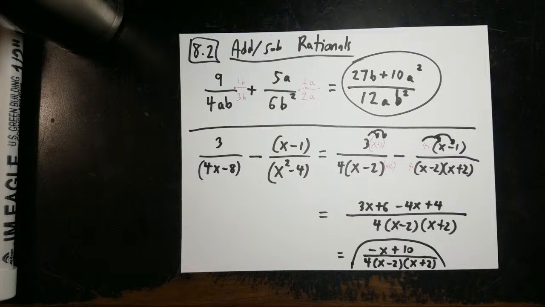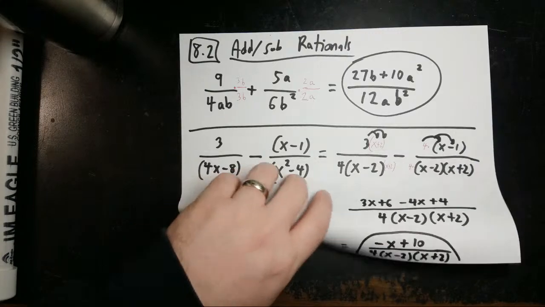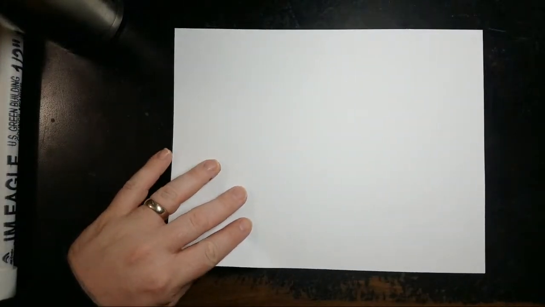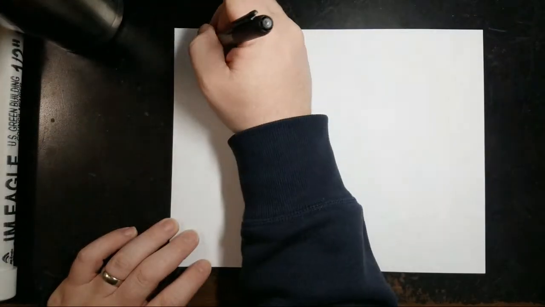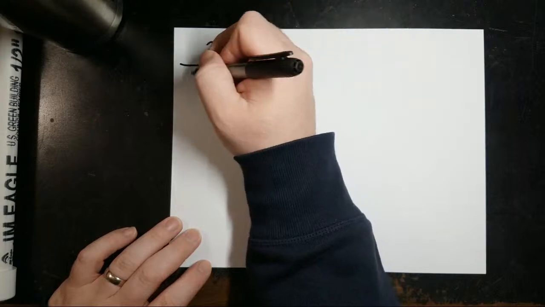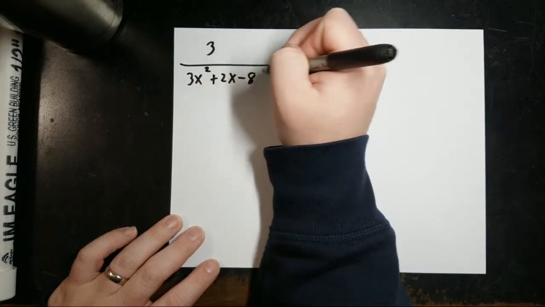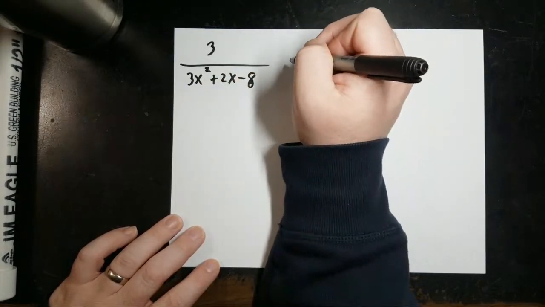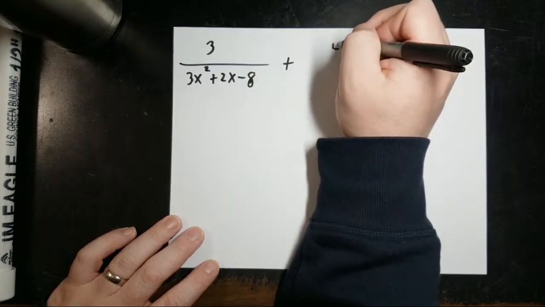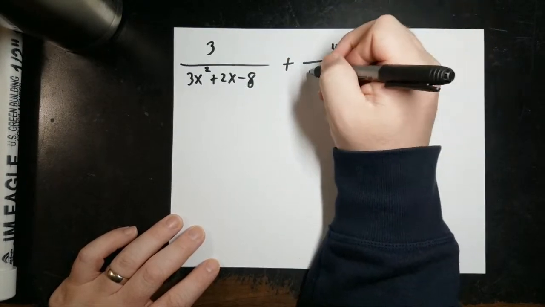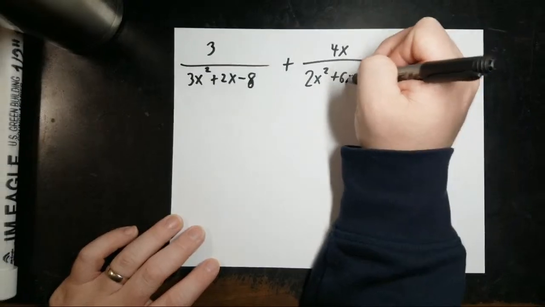Let's try one more adding and subtracting. And then I want to get to the really big issue of this chapter, which was graphing. I love me some graphing. But let's try another adding and subtracting problem. 3 over 3x squared plus 2x minus 8, plus 4x over 2x squared plus 6x plus 4.